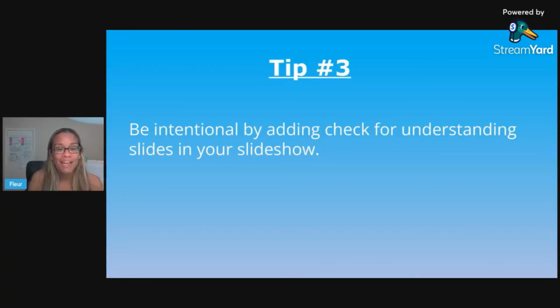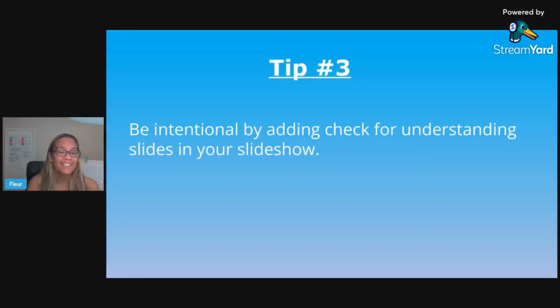Be intentional by adding a check for understanding or even a brain break slide in your slideshow, and just do it every few slides. That way it's like, okay, show me what you know, or thumbs up if you got it. And that way it's built in. You don't start losing track of time and 20 minutes goes by, and you're like, oh my gosh, I don't even know if my students know what I'm talking about. So that is my tip for being intentional: add these slides to your slideshow.